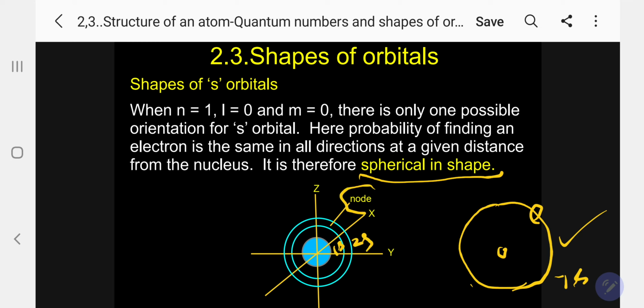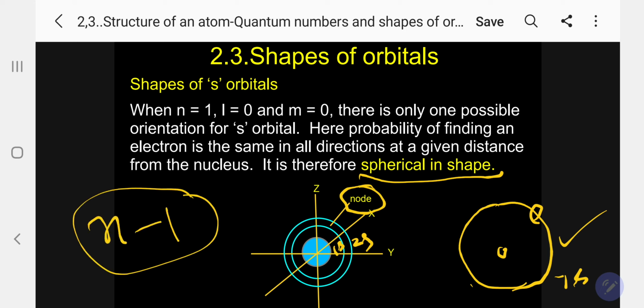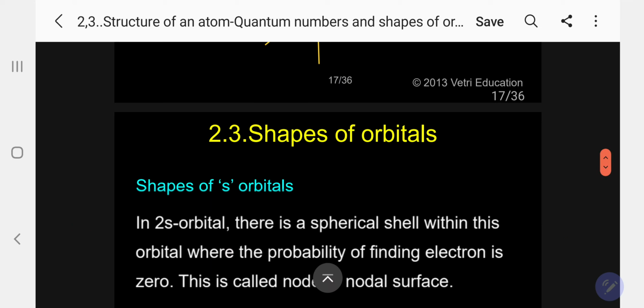That space is called node. Kindly follow, my dear student. Between 2s and 1s, there is a node. Node means where the probability of finding electron is nil. There is no electron. Electron is always moving in the orbit. So I can give a general formula: n minus 1 number of nodes will be present in the shell. Okay, kindly follow.